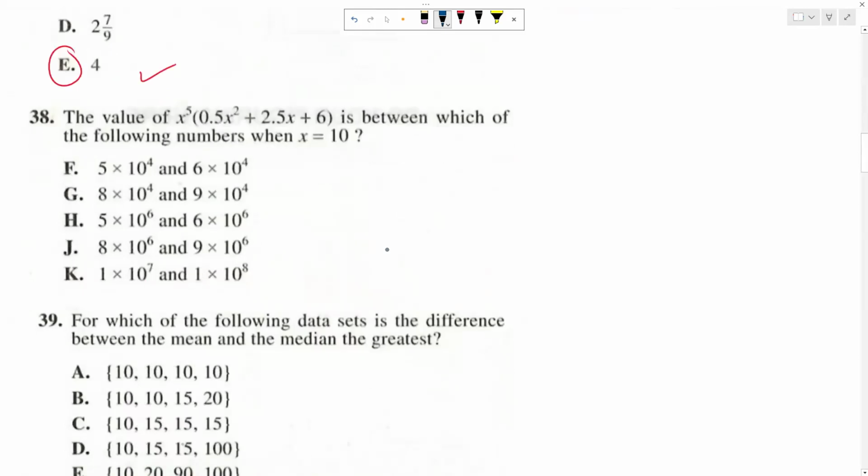We check 38. It says the value of this is between which of the following numbers when x equals 10. So we're just going to substitute x with 10.